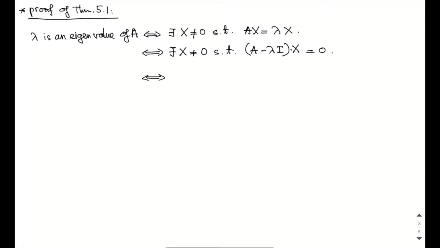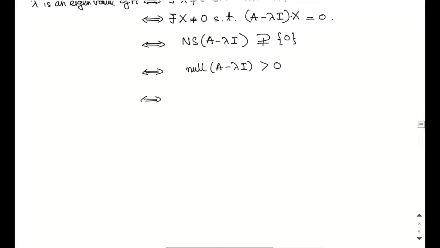equals 0. This is the same as saying that the null space of the matrix A minus lambda I is more than the trivial space. That is the same as saying the nullity of A minus lambda I is greater than 0, because if you have a non-zero vector in the space, the dimension is at least 1. Then by the rank nullity theorem, the rank of a square matrix equals n minus the nullity. But the nullity is greater than 0, so the subtraction results in a number less than n, which means not equal to n.